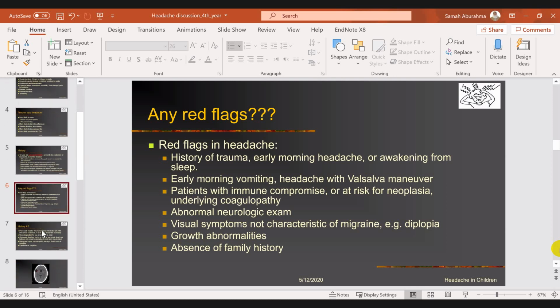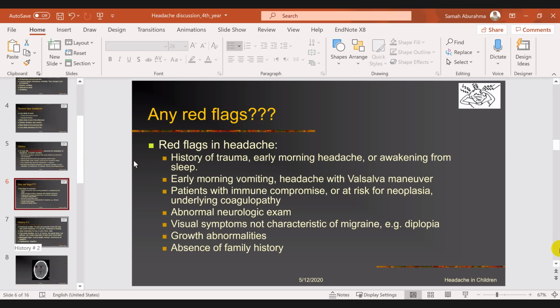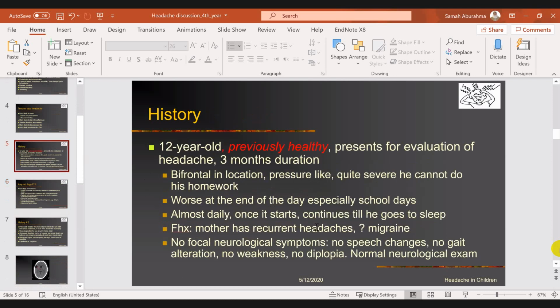Okay, so this first case that we discussed has no red flags. He also has a positive family history, normal neurologic exam. So this child likely has a primary headache, and there's really no need for further investigations. There is no indication, for example, for an MRI of the brain or a CT of the brain if we're able to take a very good history and a very good examination. Okay?